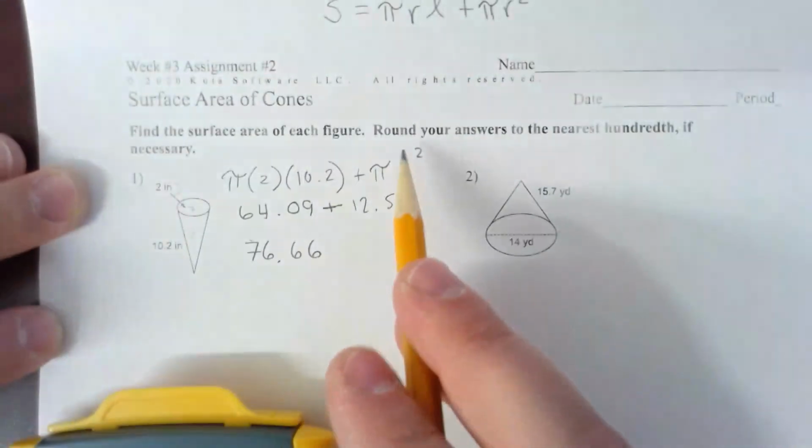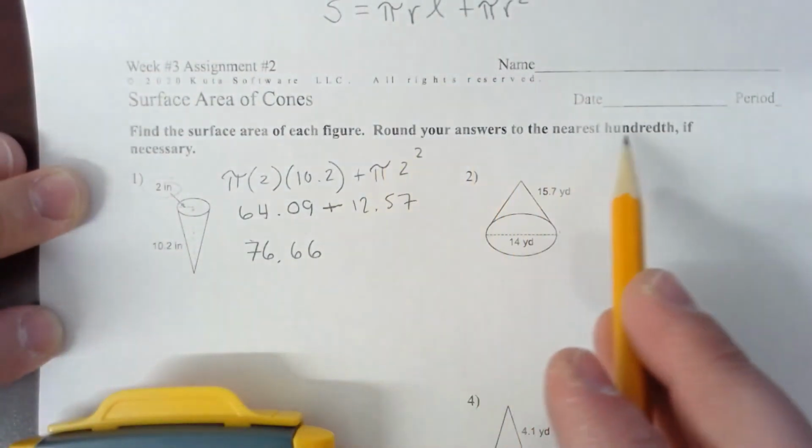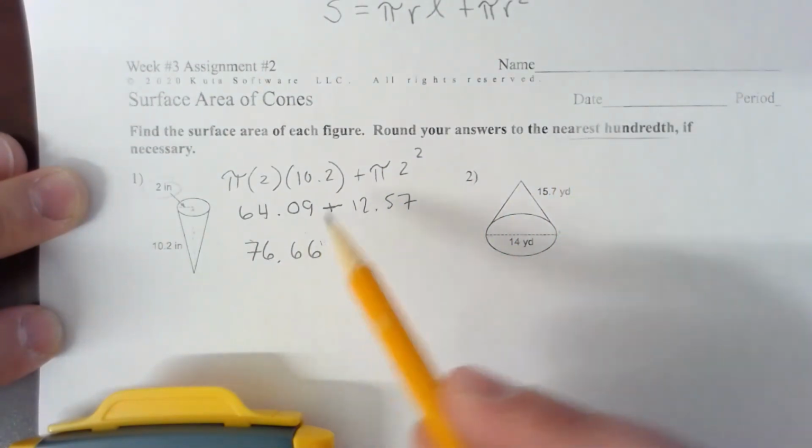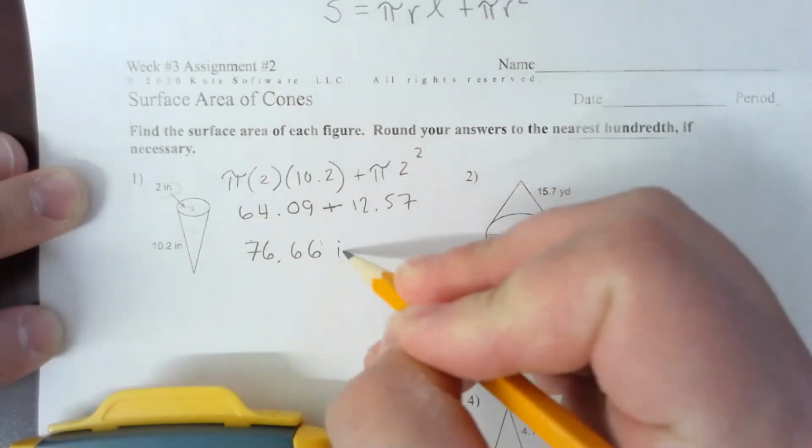In the directions it says round your answers to the nearest hundredth, so that's why I'm going to the hundredths place here. And we're in square inches.